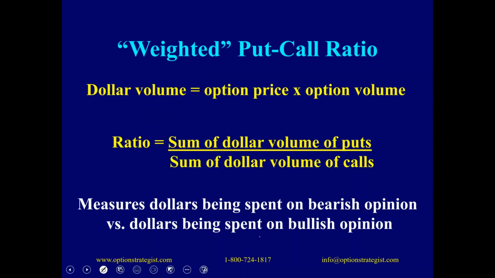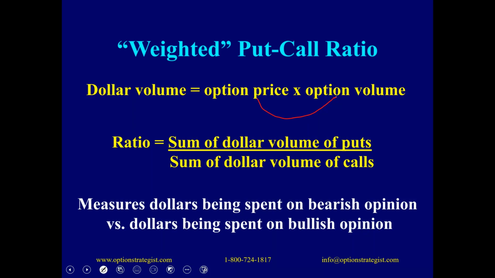Now, as computers got involved in things, we were able to do more complex calculations. And one of those is the weighted put call ratio, or dollar weighted put call ratio. So the way we do it is that at the end of every day, we take the option price and multiply it by the option volume. You could do that on a tick by tick basis, but we don't. We tried it that way. It burned up a lot of computer power. It didn't really give us any better signals. So we do it this way.